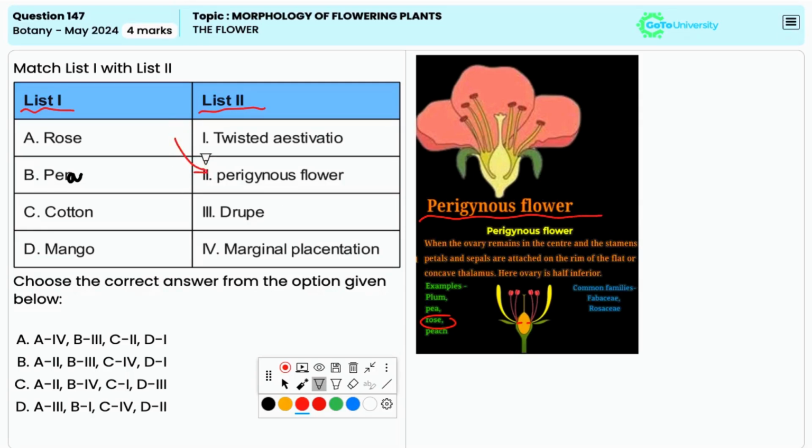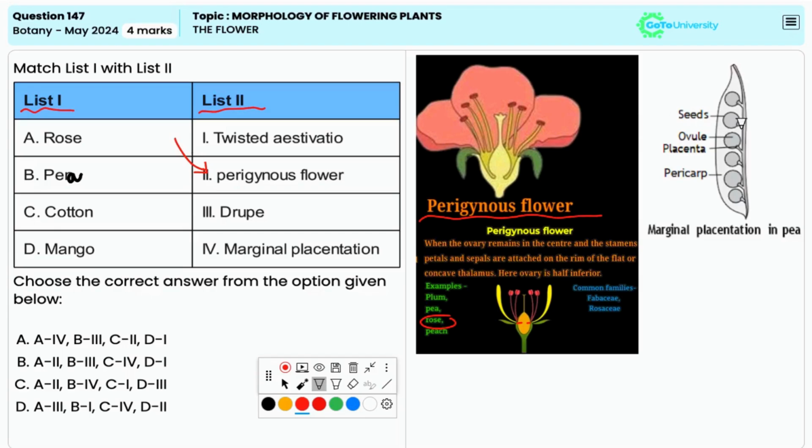Now, in the pea, the ovary has a marginal placentation. That is, the placenta forms a ridge along the ventral suture of the ovary, and the ovules are arranged in 2 rows. Thus, B matches with 4.